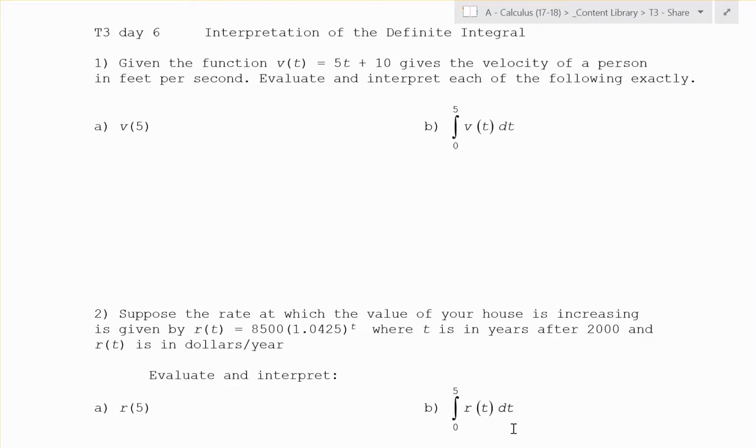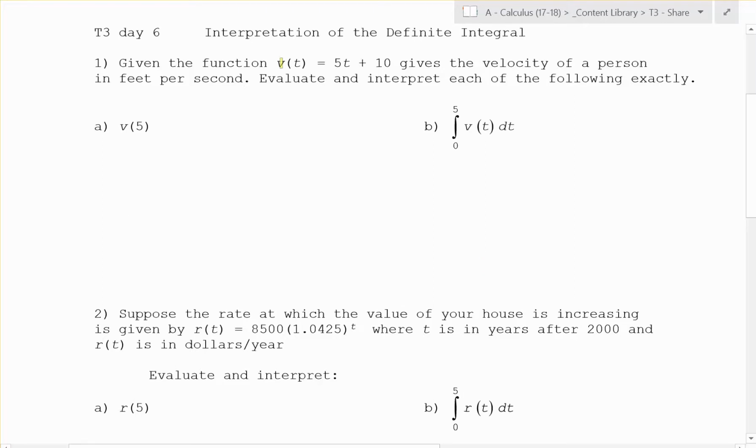Today we're going to talk about the interpretation of the definite integral. A definite integral is an integral that has limits of integration. Those are these two numbers, the 0 and the 5 in this case, the a and the b value. If there are actual numbers there, you'd call this a definite integral. If there are no numbers, it's called an indefinite integral. We're not looking at those quite yet.